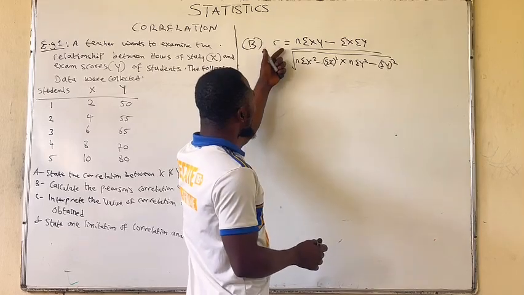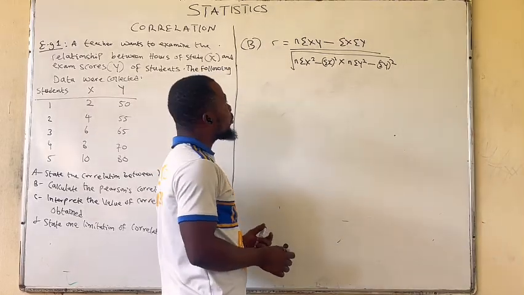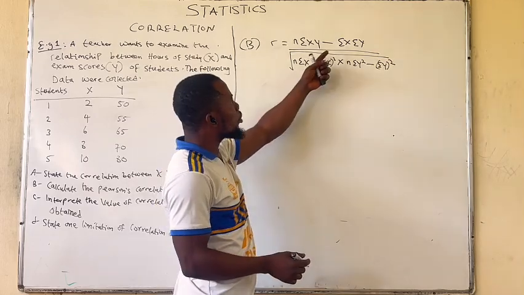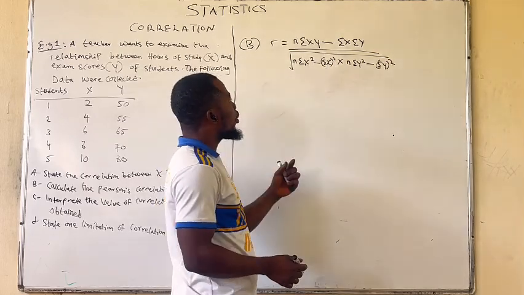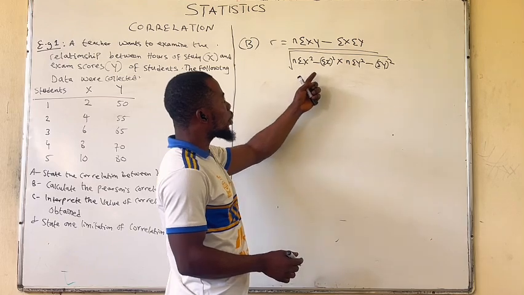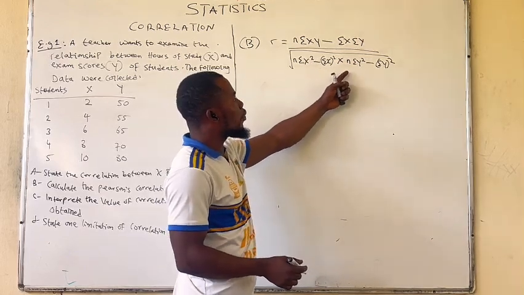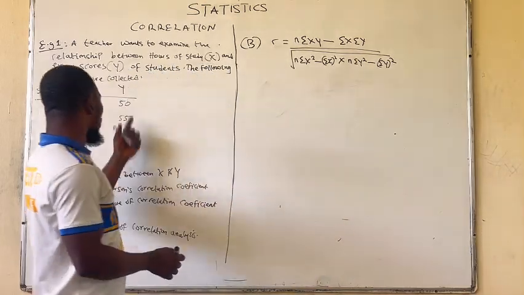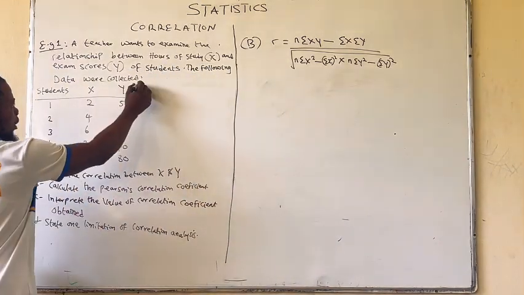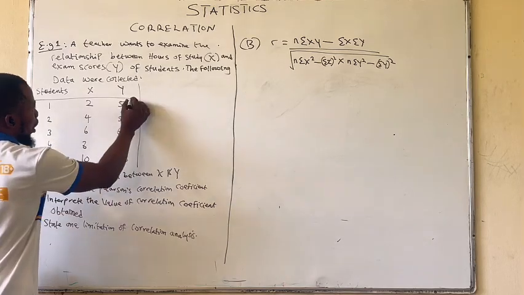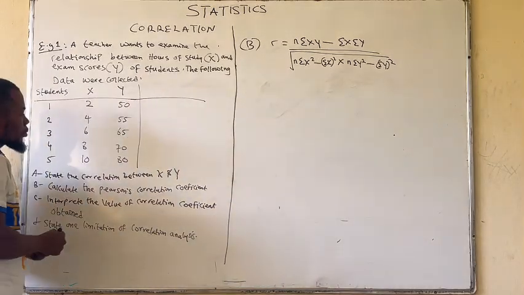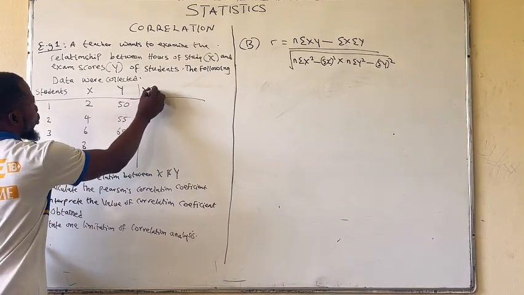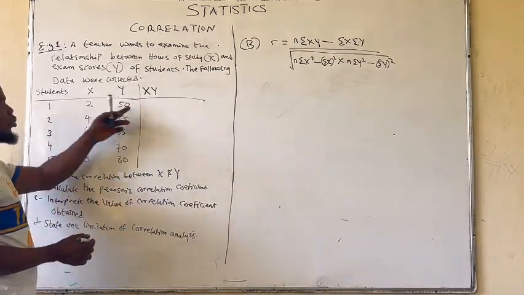So the data we need now is N, the number of observations. We need the summation of X and Y, the summation of X and the summation of Y. We need summation of X squared, summation of X all squared, summation of Y squared, and summation of Y all squared. So we'll continue from this table. First we look for our XY, so we multiply the value of X with Y.